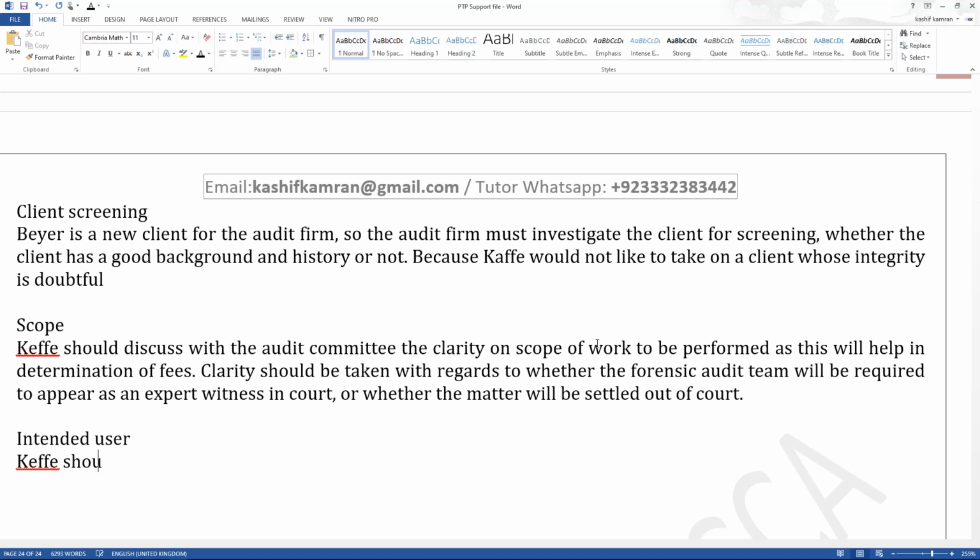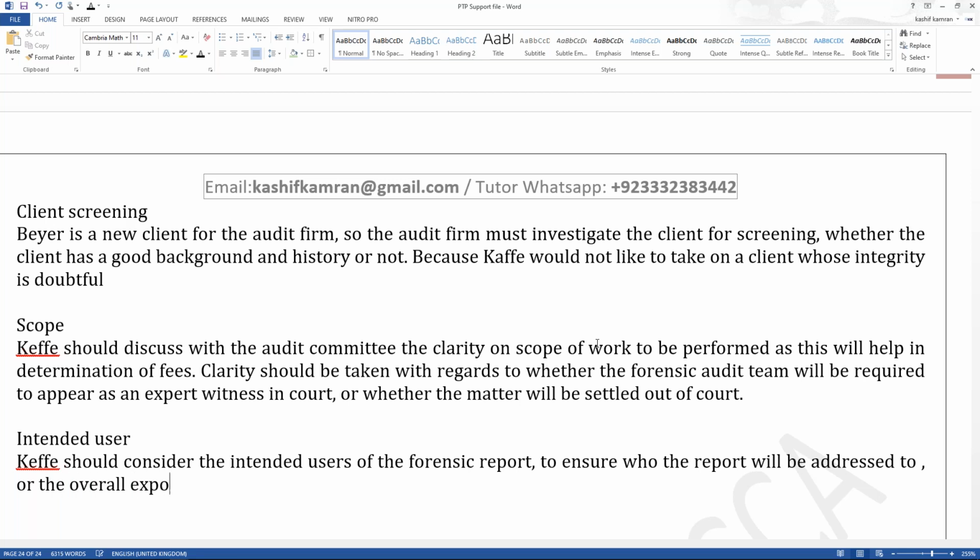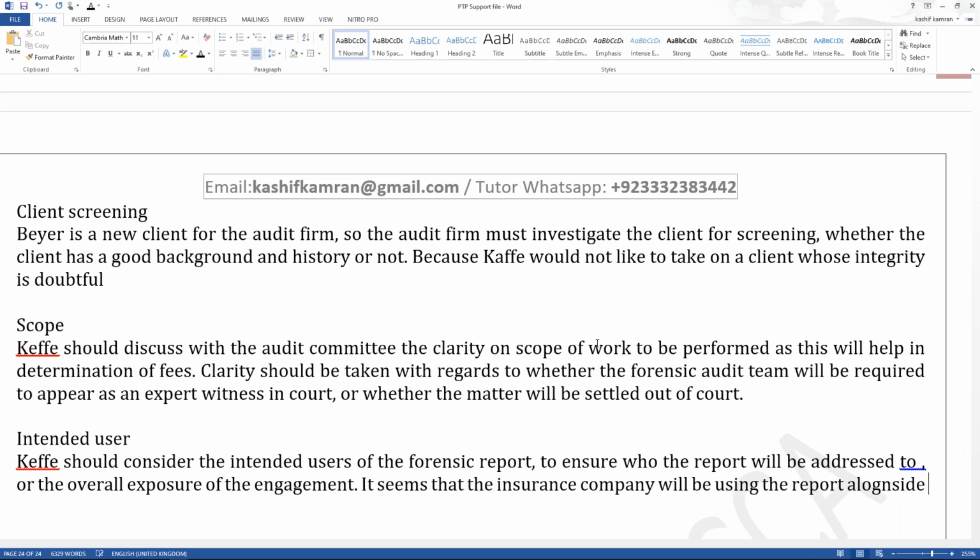CAFE should consider the intended users of the forensic report to ensure who the report will be addressed to, or the overall exposure of the engagement. It seems that the insurance company will be using the report, because you have to claim it, alongside the audit committee from Bear.